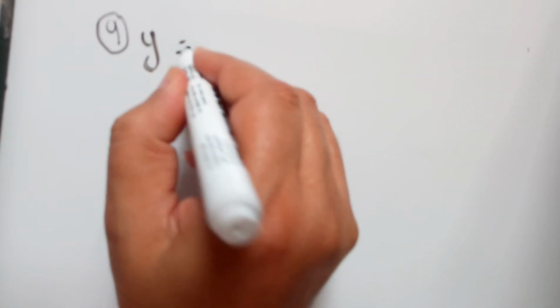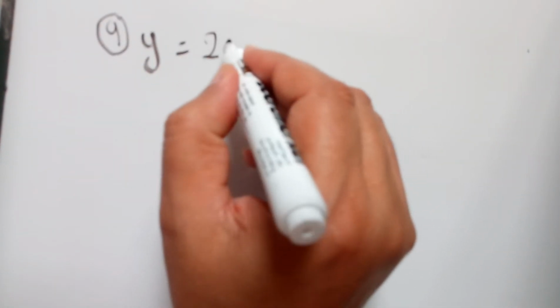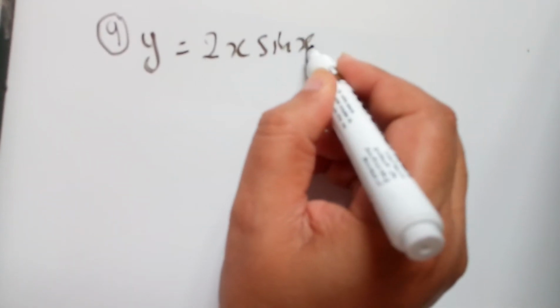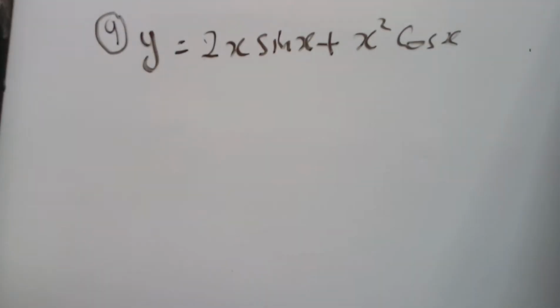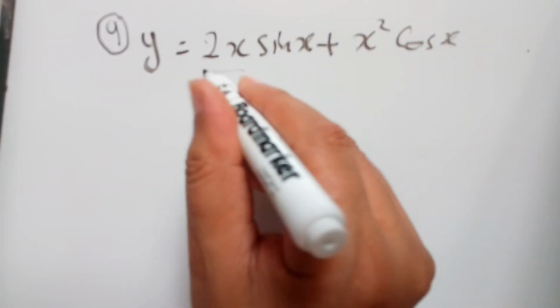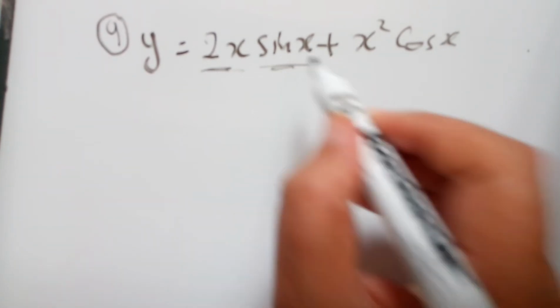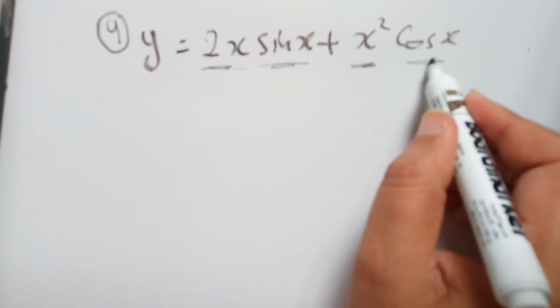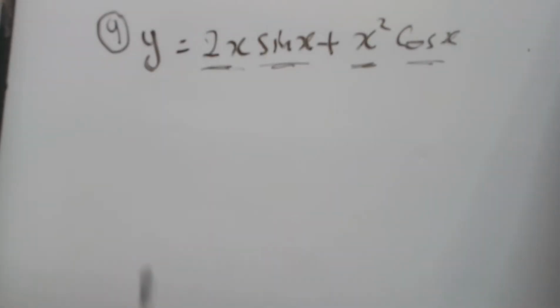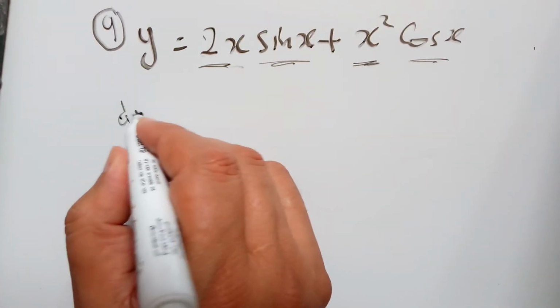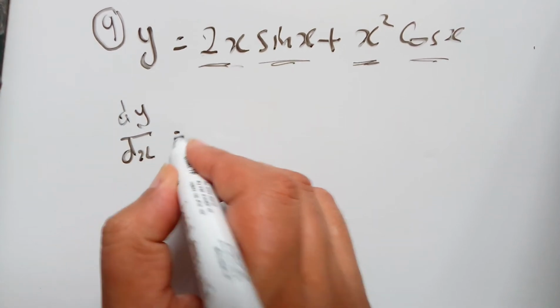y is equal to 2x sine x plus x squared cosine x. How to get the derivative? Here, 2x sine x is a product rule. If you look at this part, x squared cosine x is another product rule. Then we will apply the product rule 2 times. Then dy/dx, the derivative for this function.